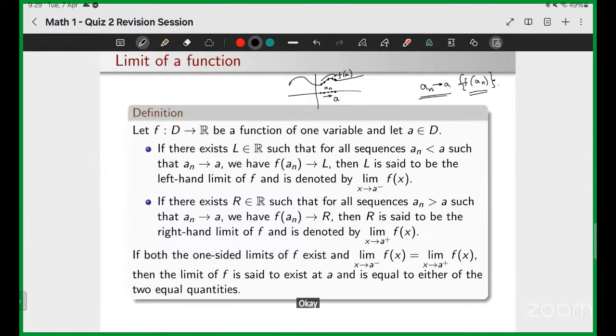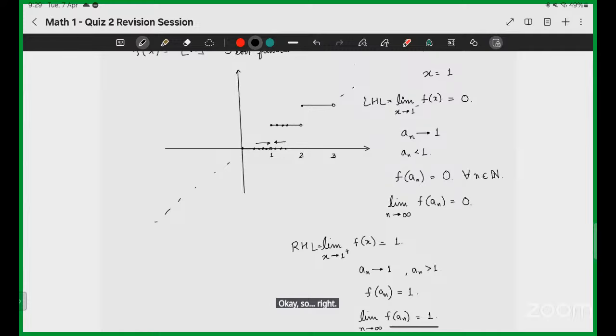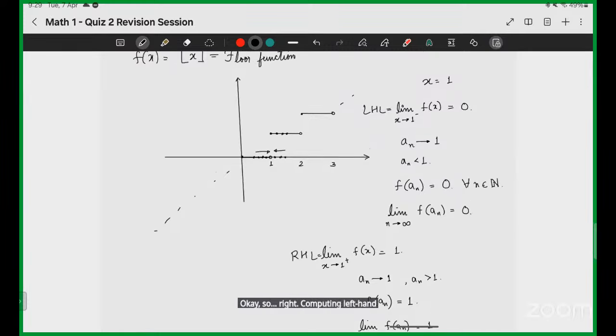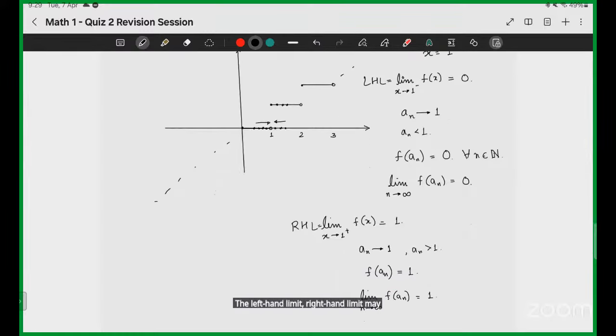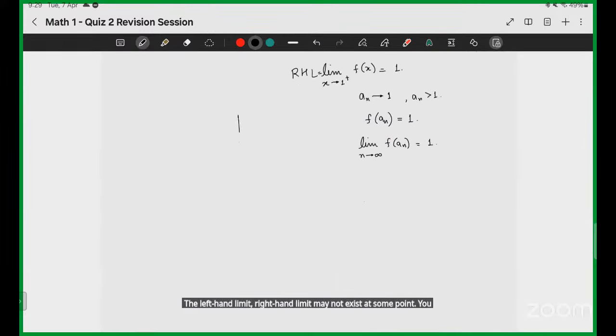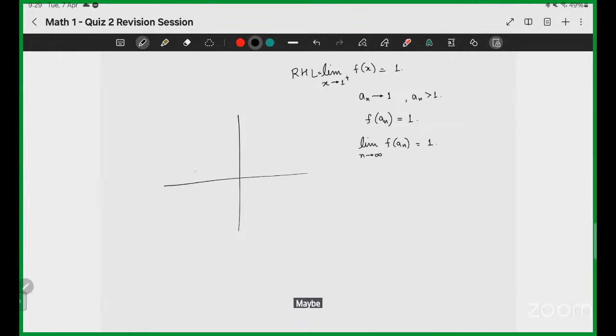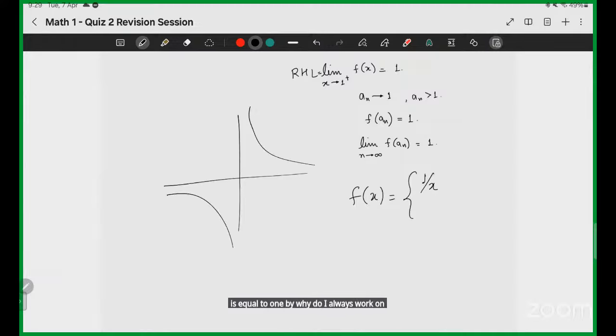Okay, so computing left hand and right hand limits is okay now, right? So this is a very standard function. There are other ways in which the left hand limit, right hand limit may not exist at some point. You can just take maybe 1 by x. You take f of x is equal to 1 by x for x not equal to 0, and 0 at x equal to 0. Let's define it on R.